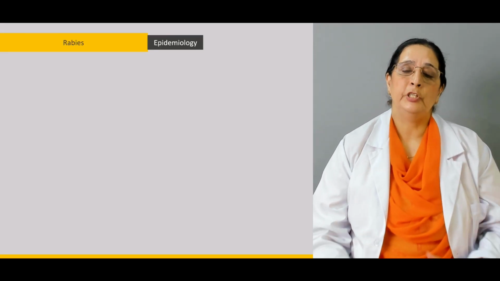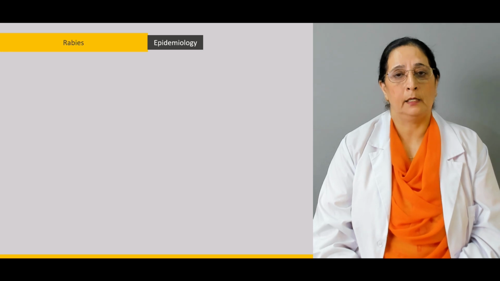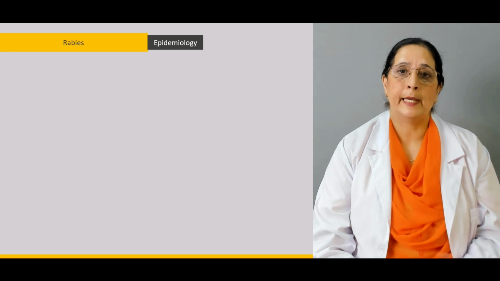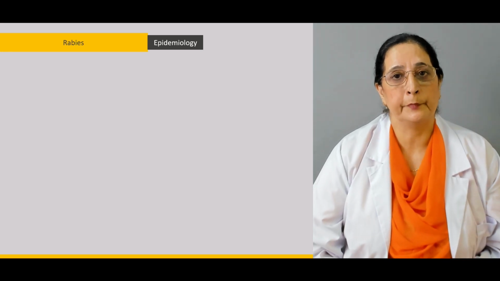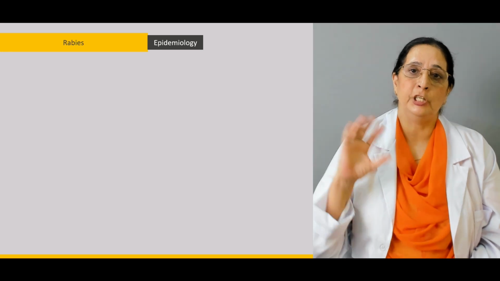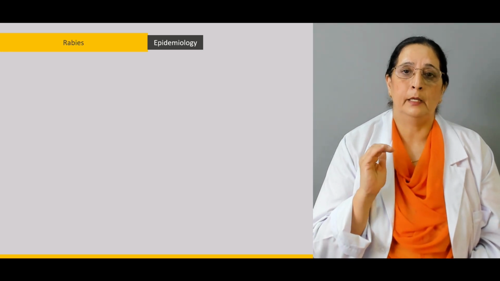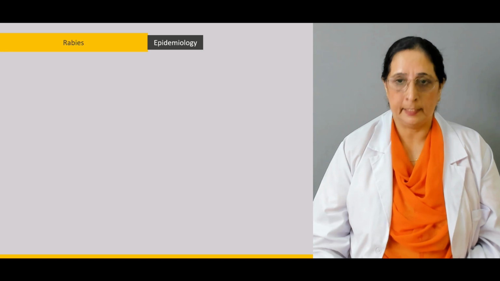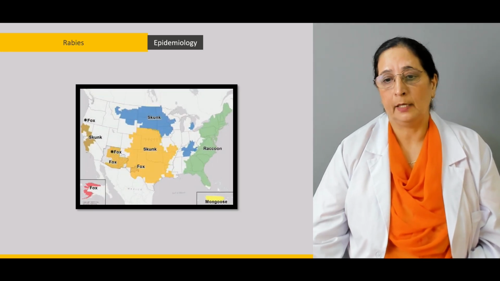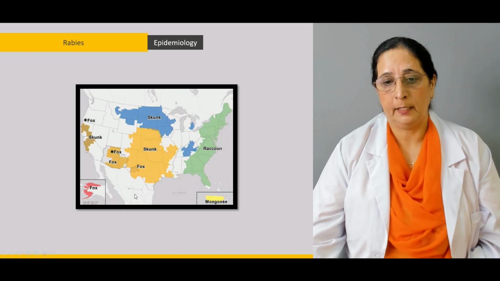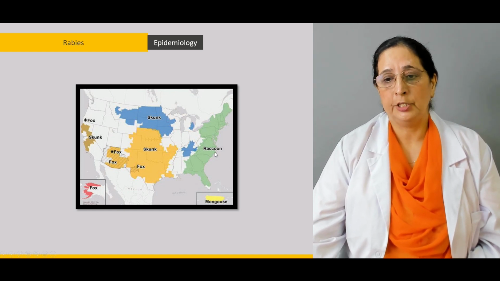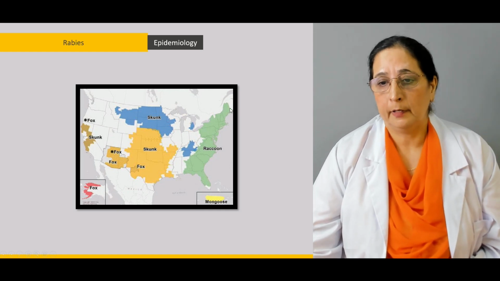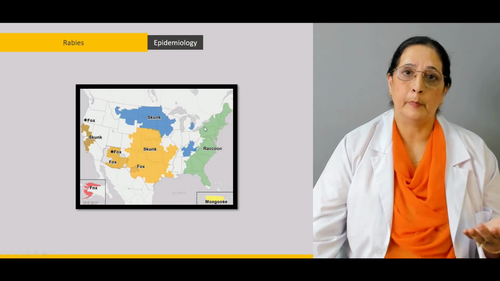The epidemiology of rabies. Rabies is present worldwide. Some areas have more cases reported than others, but it is present worldwide. Asia and Africa are the regions of the world most commonly affected by rabies. This is a map showing different areas of America where rabies is caused by different mammals.